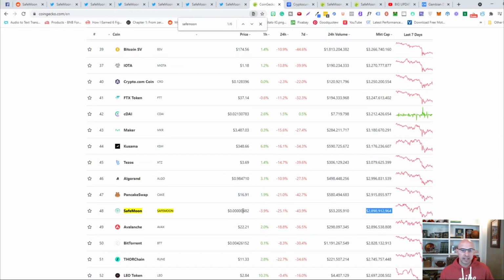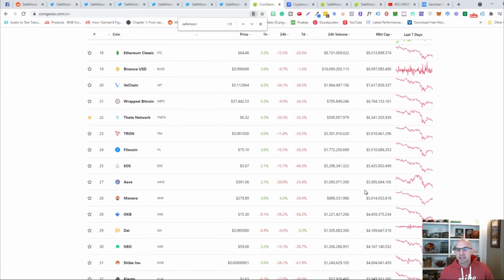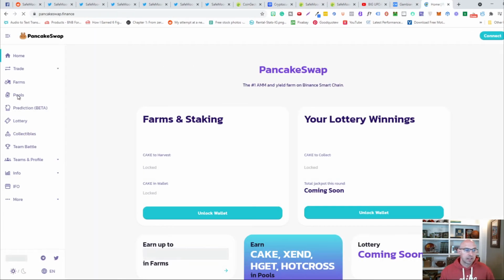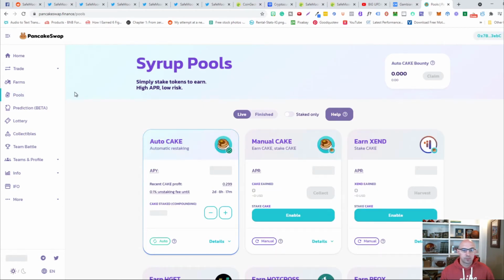To even take off 10, they would need to be in the top 20, just below the top 20. And that's just to double in price. And there are so many coins that have more potential. I mean, if we just look at PancakeSwap, I can put my money into pools and get 142% APY by just holding. And you can't really get that with SafeMoon.